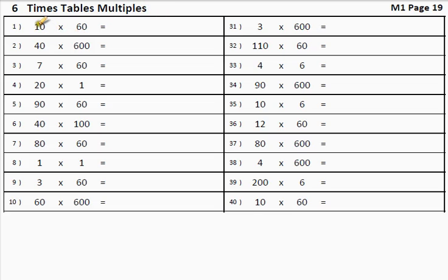So what we do here, we ignore the zeros. We just say 1 times 6 is 6. And then we add the zeros, a 0 and a 0. We add 2 zeros. Okay? Now what is 4 times 6? That is 24. Now how many zeros do I have to add? 1, 2, 3 of them. Okay, see if you can do the rest on your own.